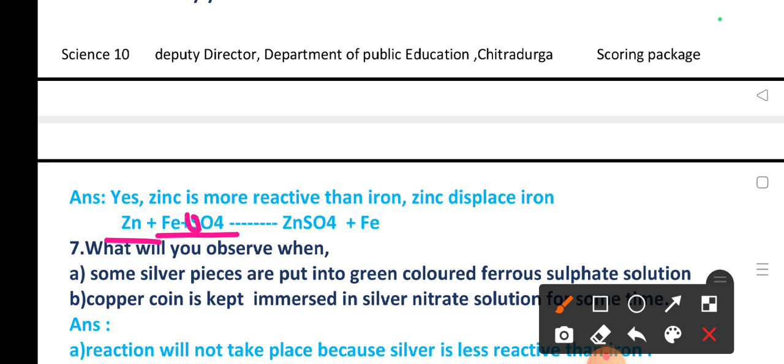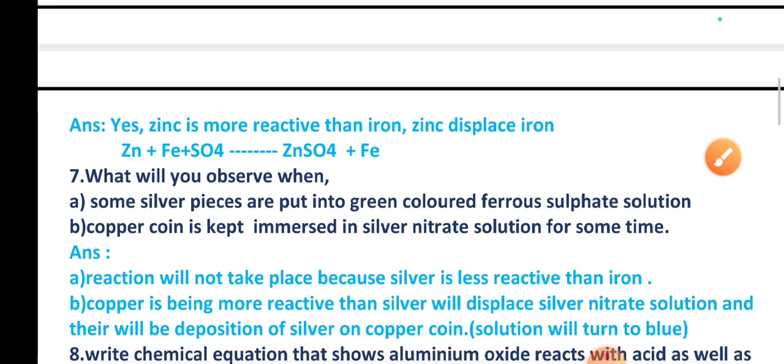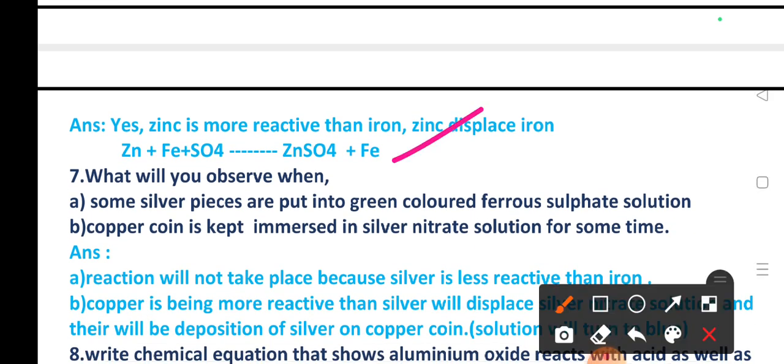Iron sulfate. What does it give? It gives zinc sulfate with a displacement of iron. Okay, we wrote the reaction and the reason also.